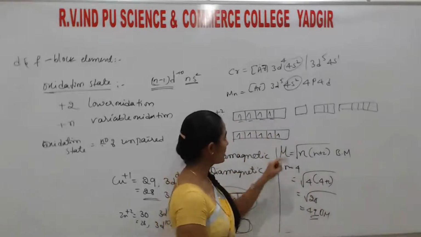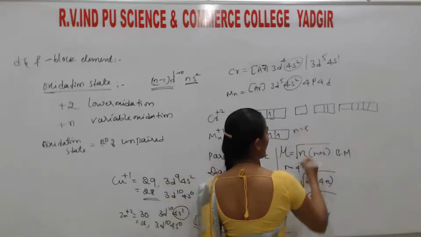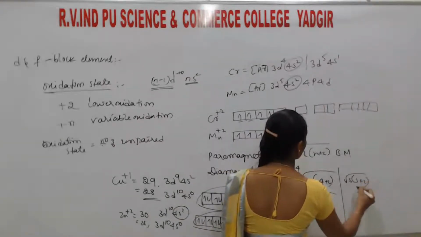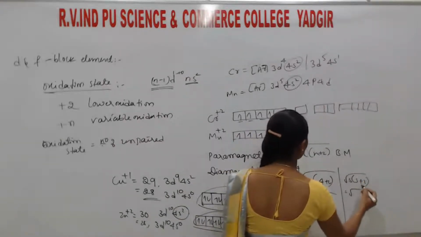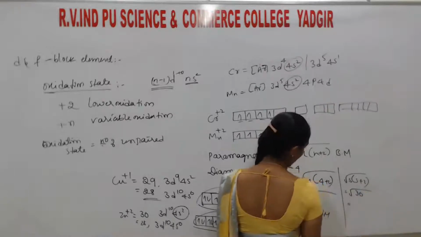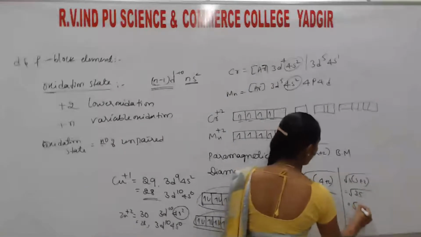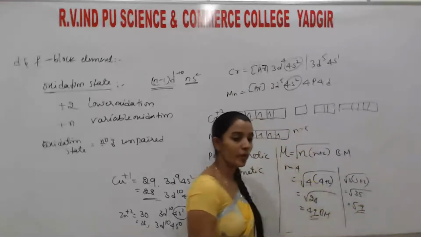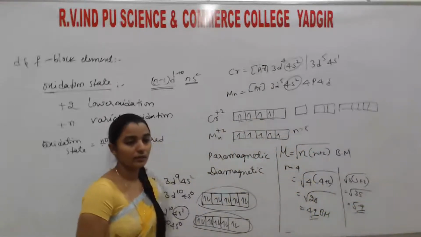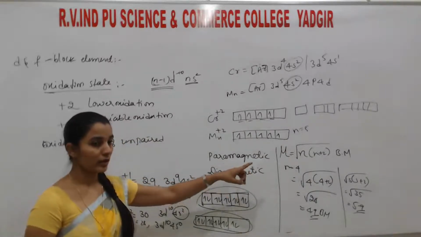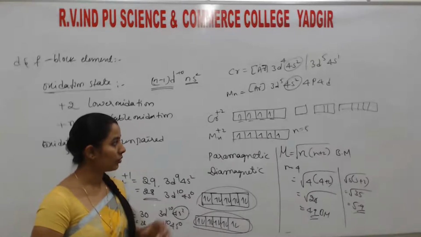Here if you consider n value as 5, then square root of 5 into 5 plus 2, that is square root of 35. So this is 5.9 or 5.8 something. Understood? So this is how you calculate the magnetic moment value.